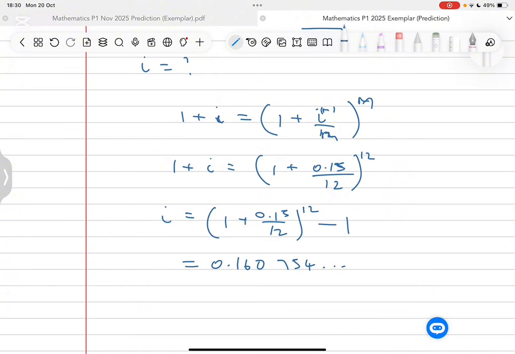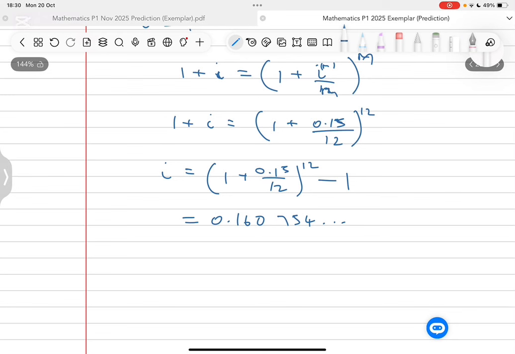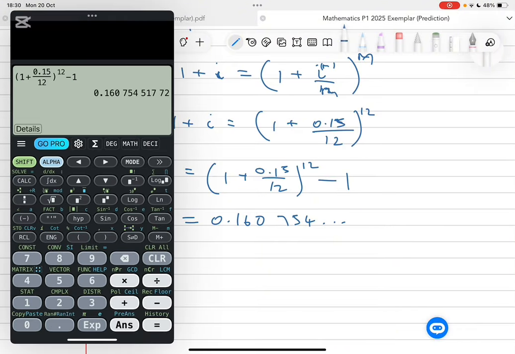Now, I'm not rounding off at this stage, because this is not my final answer. When you calculate interest rates, make sure that you write them in percentages. Now, to write this value in percentages, what I'm going to do is multiply this by 100.